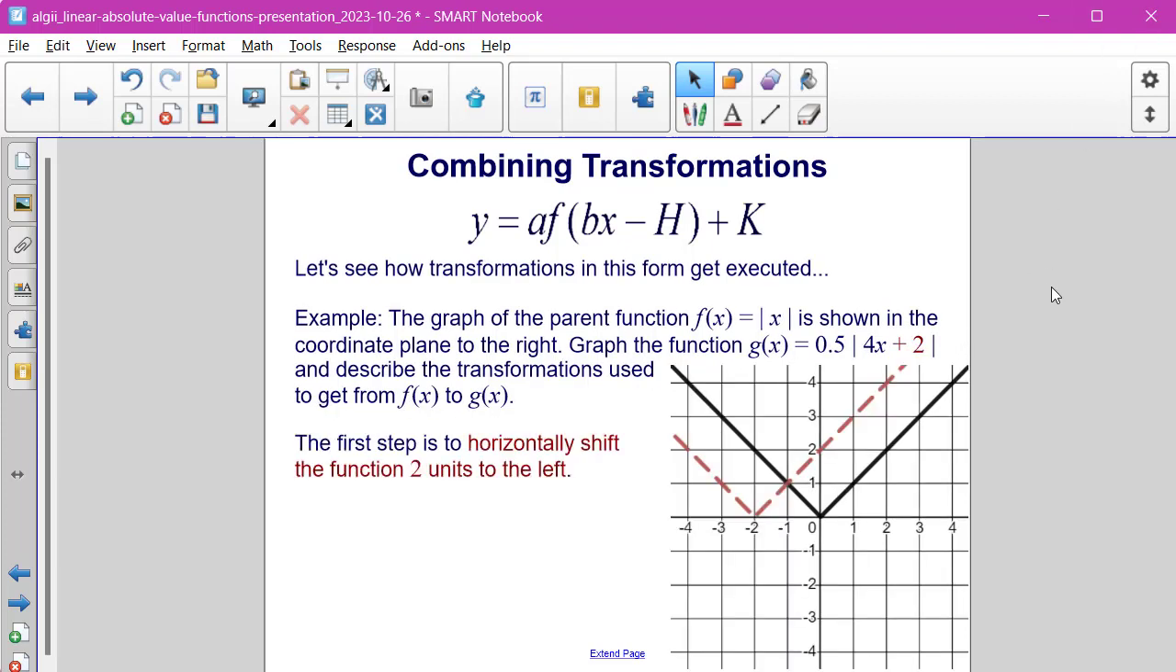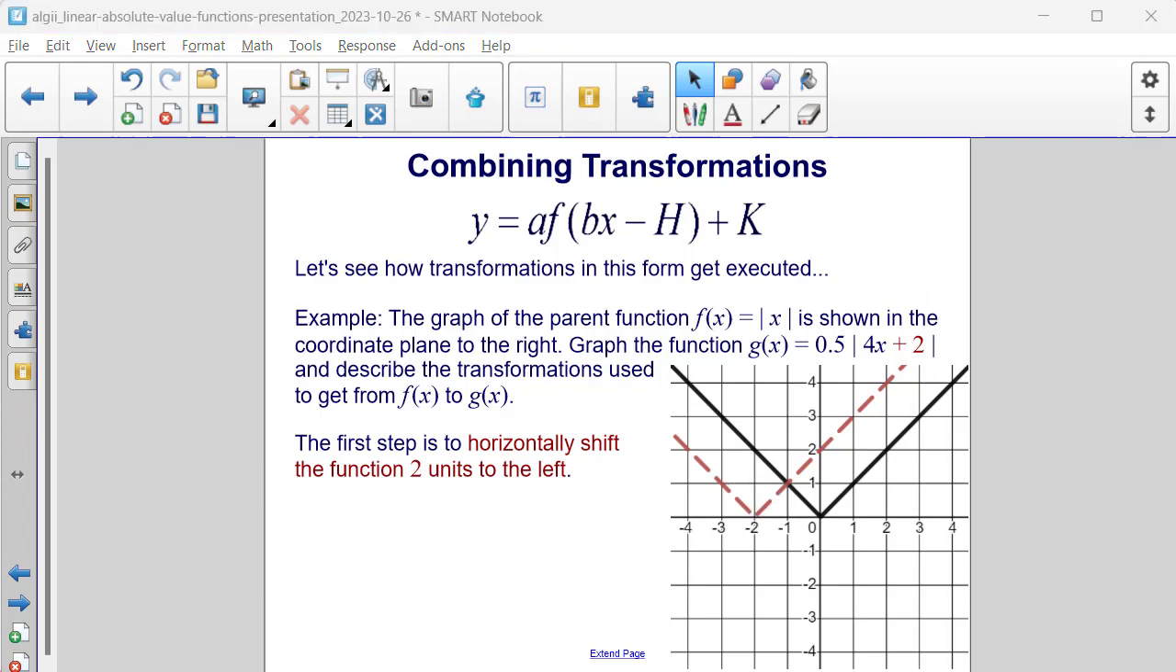As stated before, the very first step here is to horizontally shift the function based on what appears here. Since we have a plus 2, which is equivalent to minus negative 2, we're going to shift the graph of this absolute value function 2 units to the left.